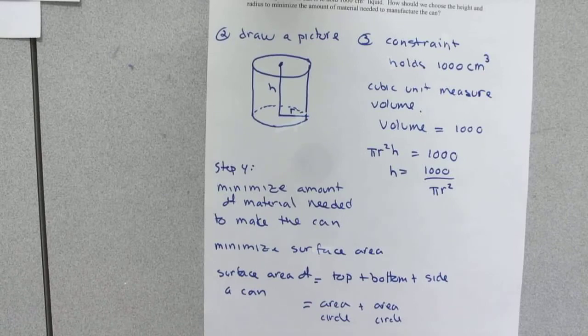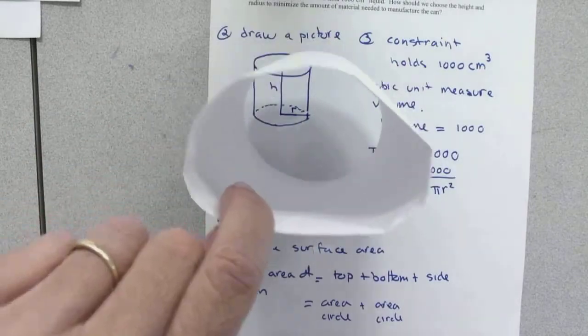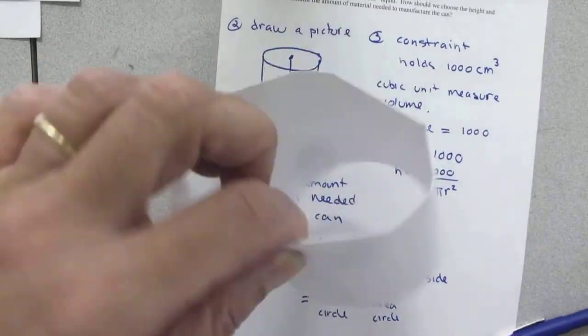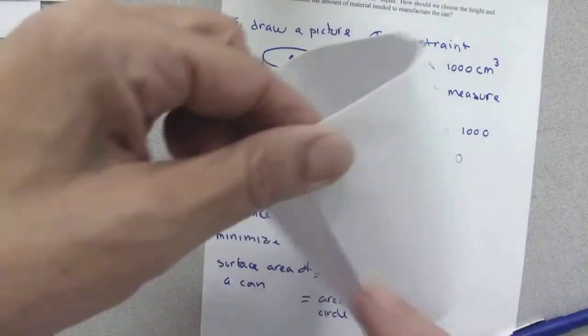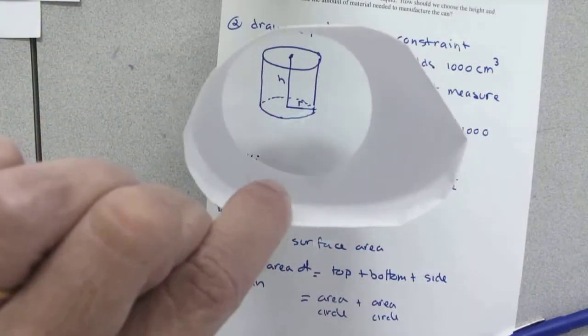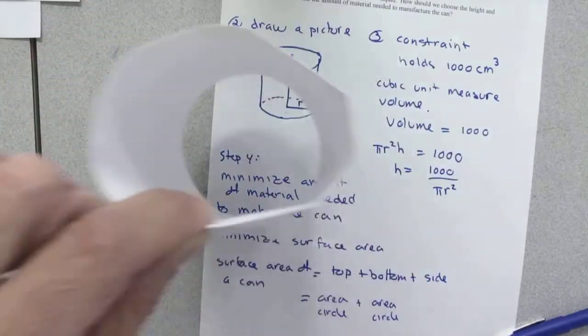I don't know how well it's going to work. This paper shuffling here is me trying to fashion a can out of paper really quickly. Okay, so there is my can. Top, circle, bottom, circle, and then we've got the side. Now let's cut open the can and see what we get. So here I'm going to pretend I'm going to cut open the can. You can see a pretty good visual of the can there. I'm going to cut it open and unroll my can.